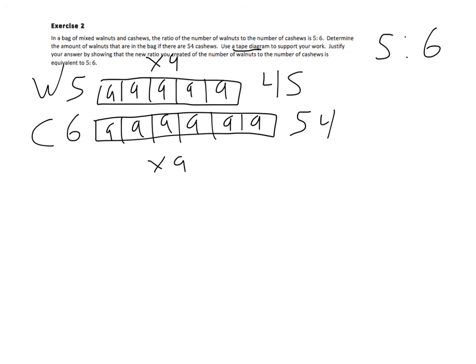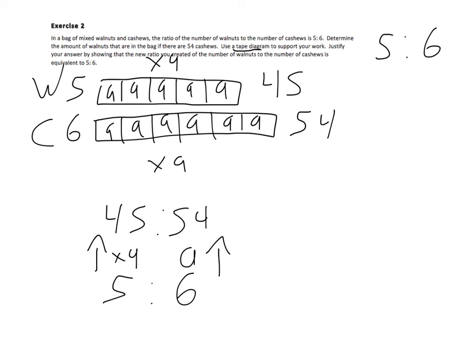Now it says, justify your answer by showing the new ratio it created is equivalent to the old ratio. Well, our new ratio is 45 to 54. Our old ratio was 5 to 6. To justify or show that they are equivalent, we need to show that they multiply by the same number from the old ratio to the new ratio. So to get from 5 to 45, we multiply by 9. Well, we also multiply by 9 from 6 to 54. So therefore, our two ratios are equivalent.